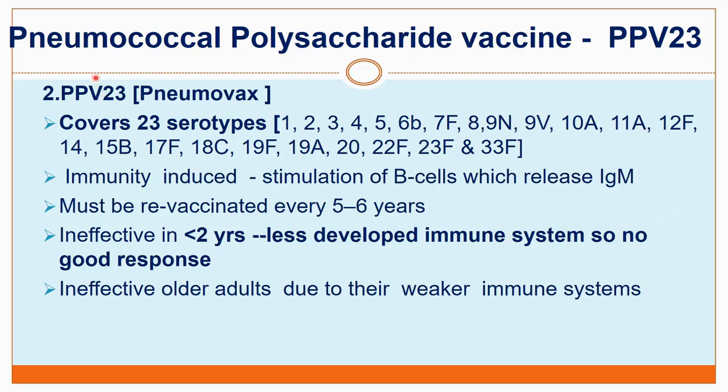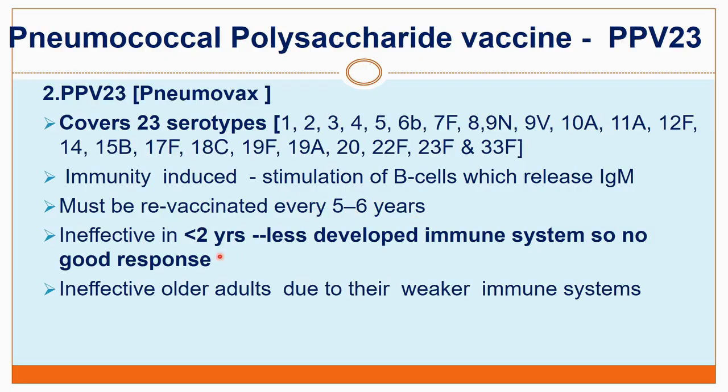Number 2 vaccine is pneumococcal polysaccharide vaccine known as PPV23. The famous brand which is used is Pneumovax. And here it covers 23 serotypes. But the immunity induced is they stimulate B cells which produce IgM. So IgM has a shorter duration of life, so this vaccine must be repeated every 5 to 6 years. So revaccination is necessary every 5 to 6 years.